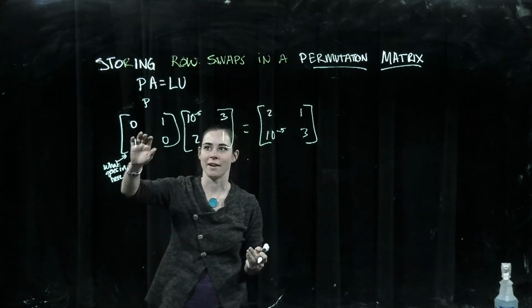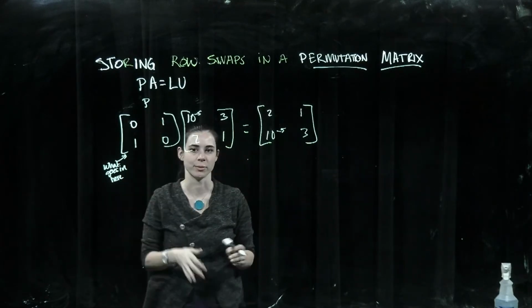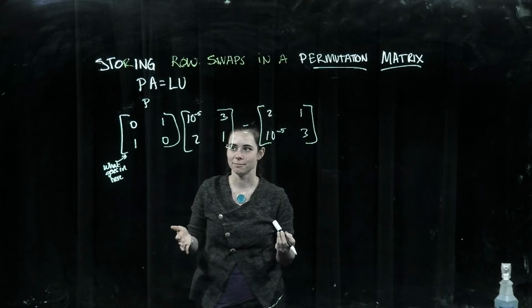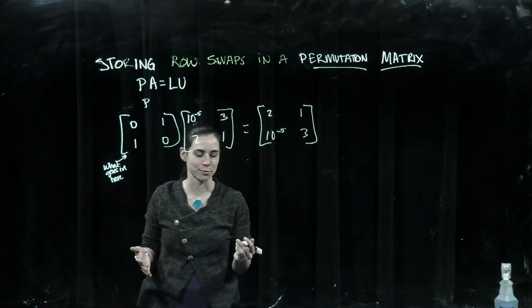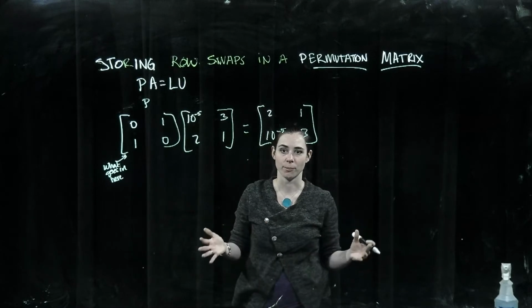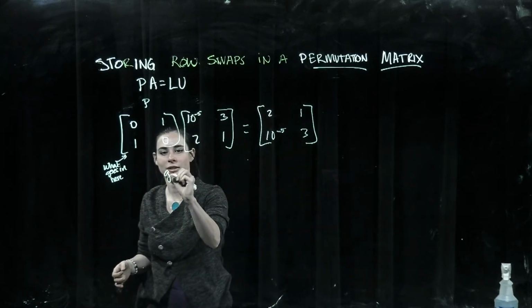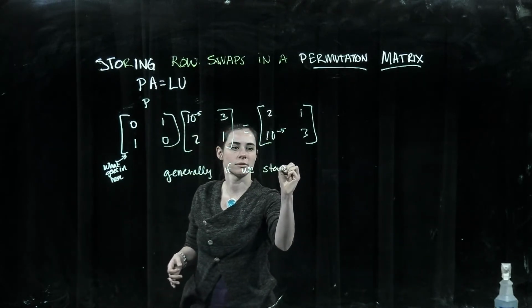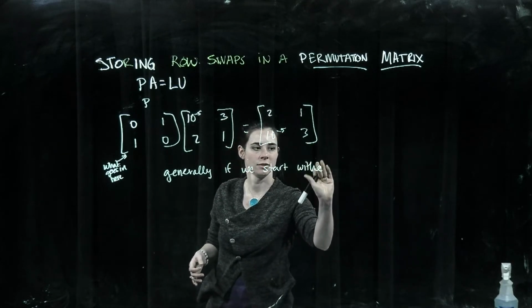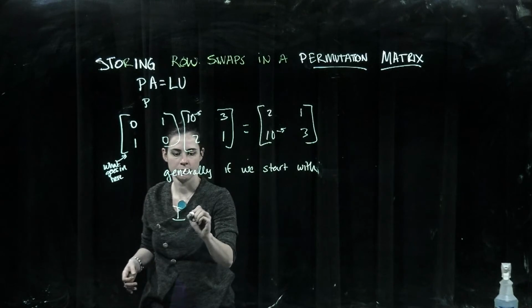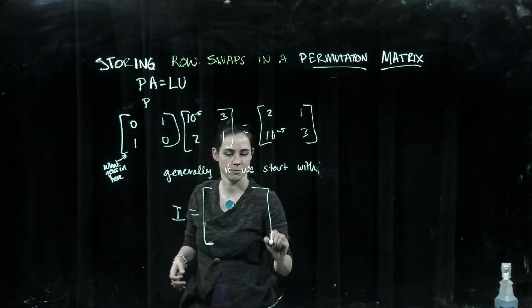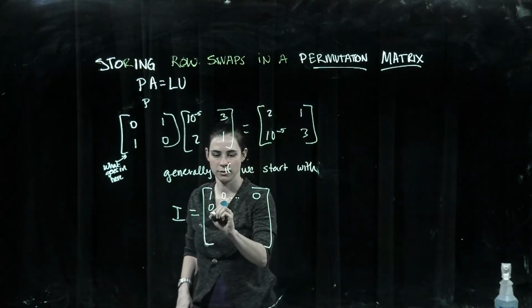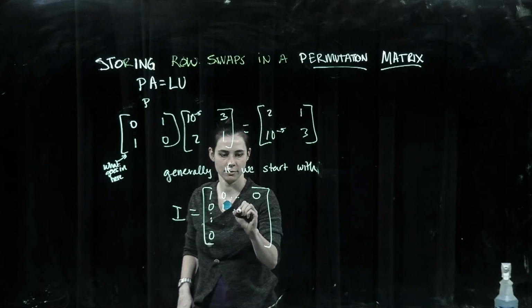Now, you might notice that this permutation matrix looks a lot like our identity matrix, except that rather than having the ones along the diagonal this way, it has the ones along the diagonal that way. That's actually not a coincidence, and you can use it as a rule of thumb for creating these permutation matrices for larger dimensional systems. So generally, if we start with the identity matrix, I'm going to write that as 1, 0, 0, 1.